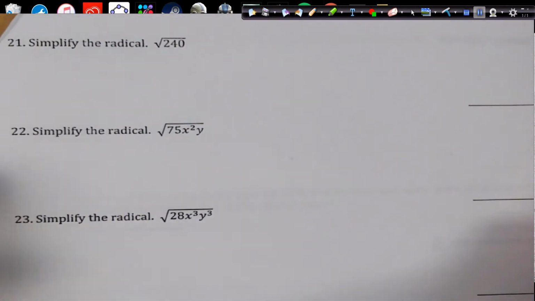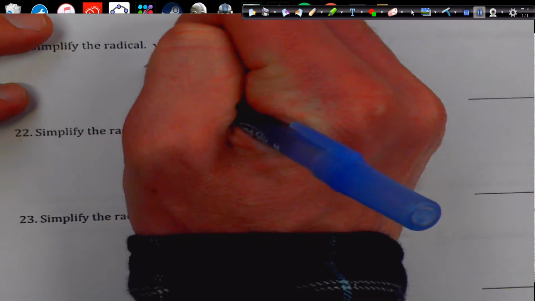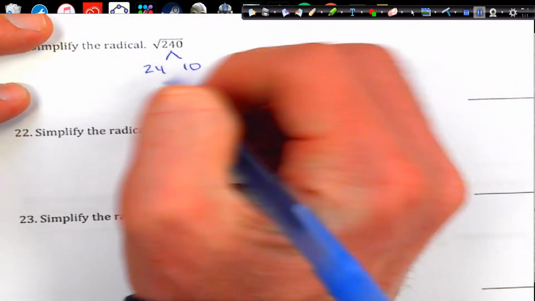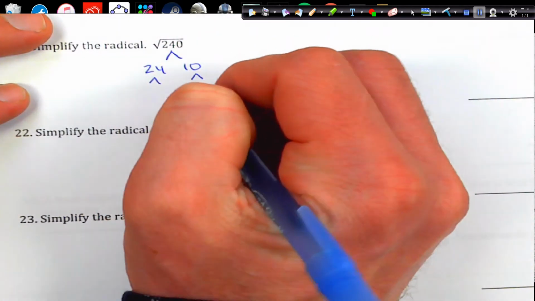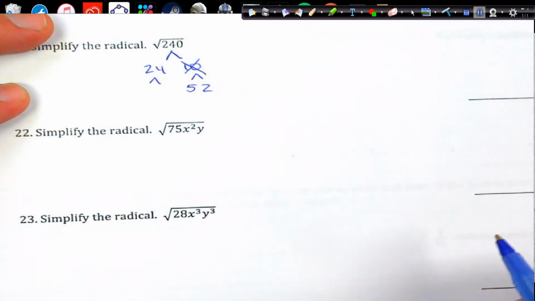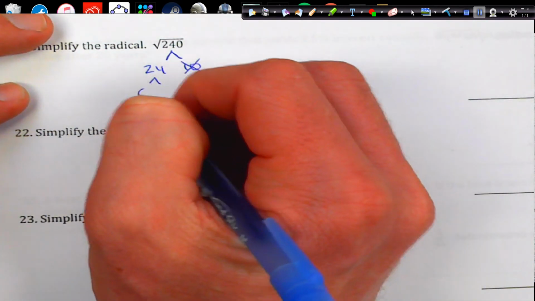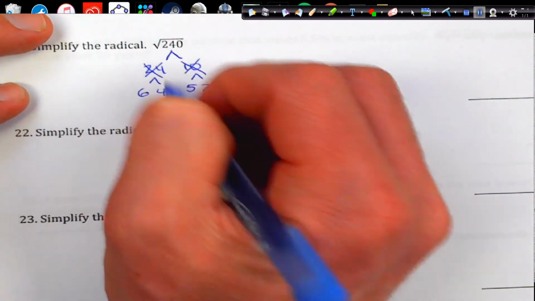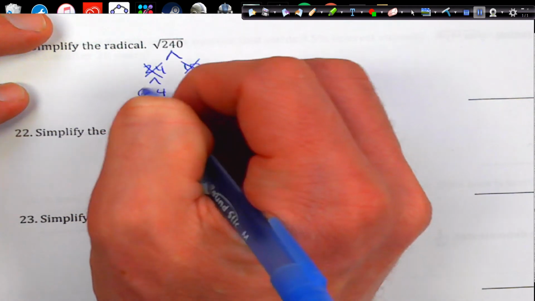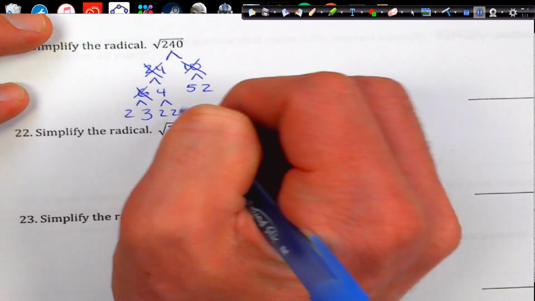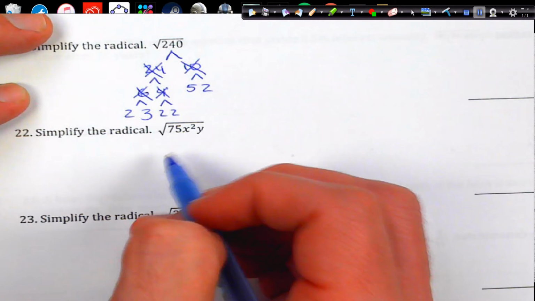Simplifying the radical, we want to go ahead and break this down. This is going to be 24 and 10. And then we can break these down into 5 and 2. We've taken care of the 10. This is going to become 6 and 4, 2 and 3, 2 and 2. So we're looking for 2 equal factors.